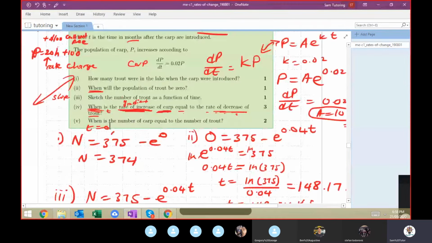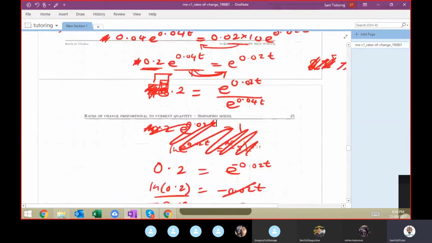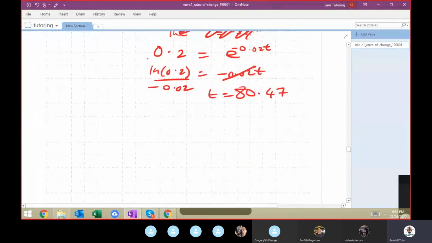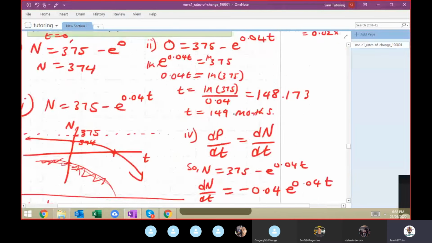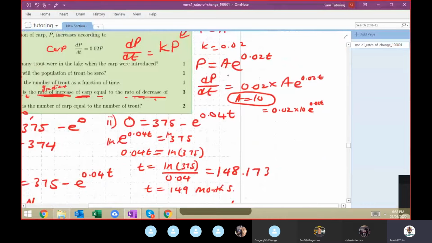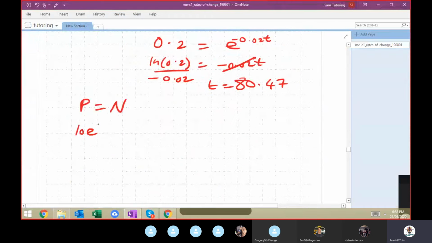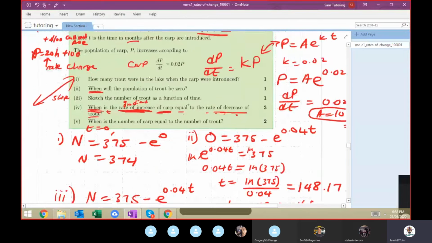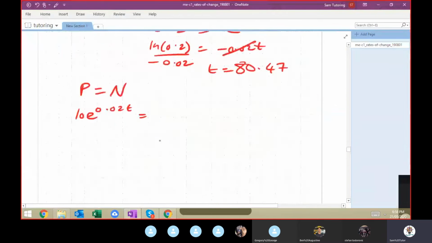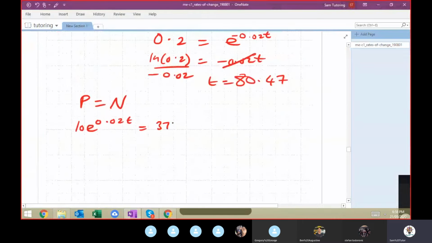Last one. When is the number of carp equal to the number of trout? Well, that's easy. It's just, again, when would P equal to N? What is P equal to? P is equal to A is 10, so 10e^0.02t. N was 375, take away e^0.04t.